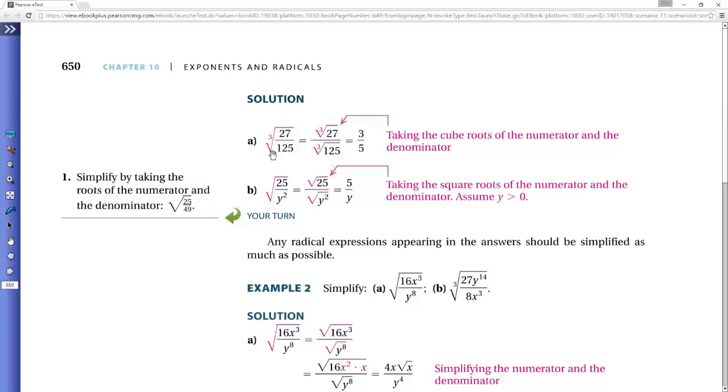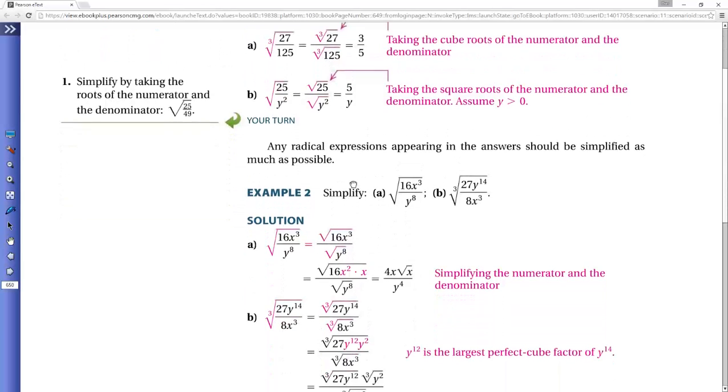So in this case here, in example A, the cube root of 27 over 125, we could split that into the cube root of 27 over the cube root of 125. Well, the cube root of 27 is 3, and the cube root of 125 is 5, so we just end up with this fraction 3/5. Same scenario with b: the square root of 25 over the square root of y squared. You get 5 over y, assuming that y is greater than 0.